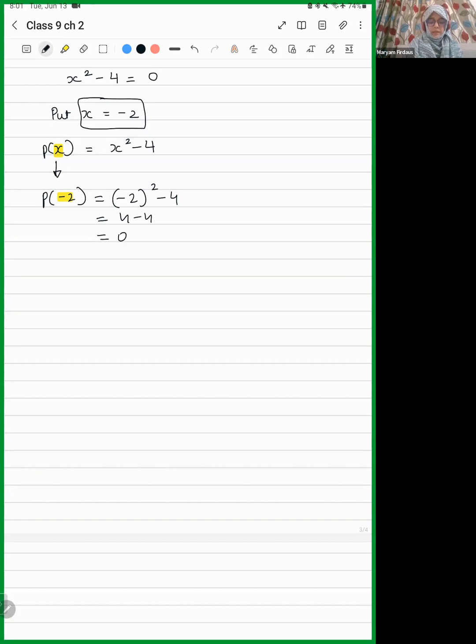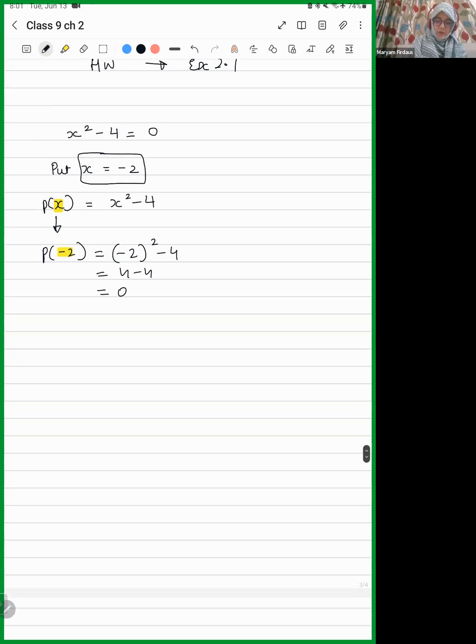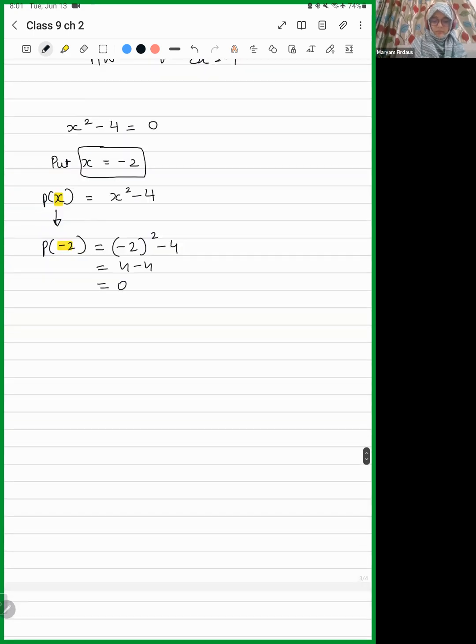So the value at which the polynomial becomes 0, that is called the zero of the polynomial, or in other words, the root of the polynomial.